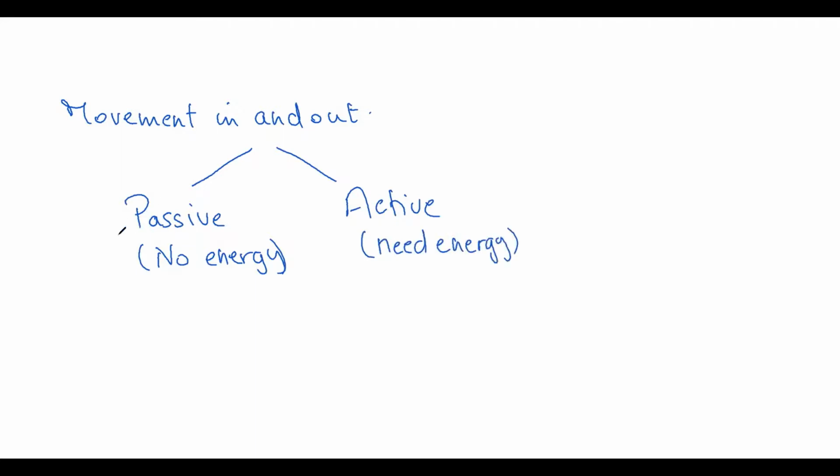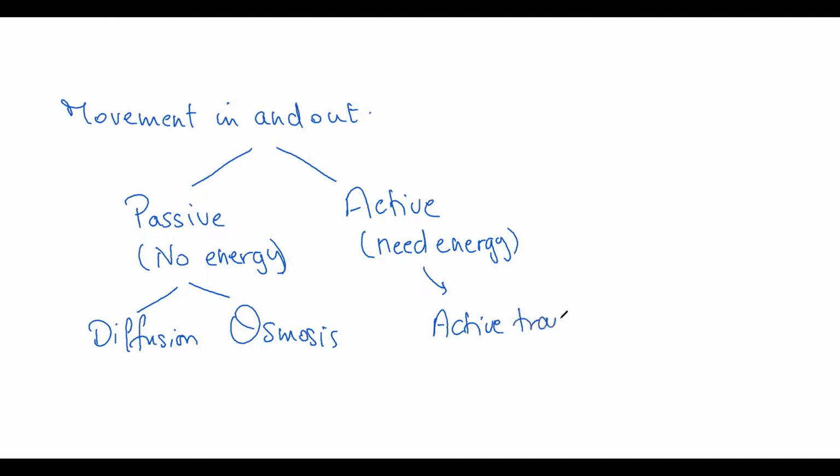Now let's begin by this passive method. We have two of them. One of them for particles, and this is called diffusion, while the other one is for water, which is called osmosis. The active method, of course, is called the active transport. So the passive, without the need of energy, for particles, it is diffusion, and for water, it is osmosis. Now let's begin by diffusion.